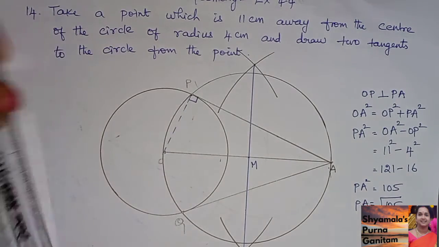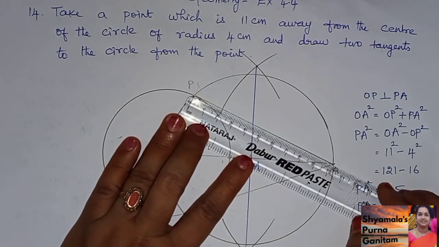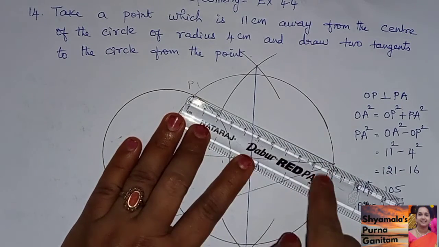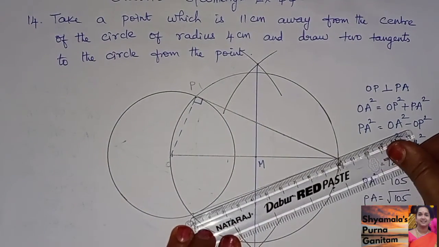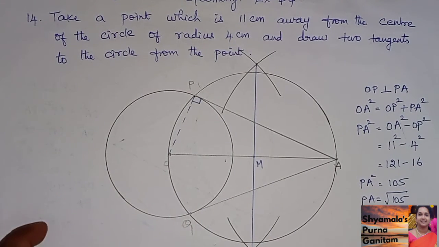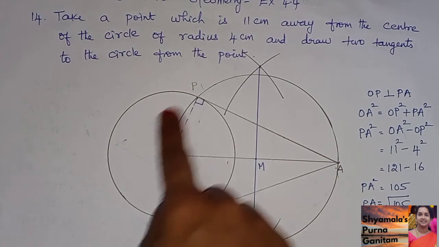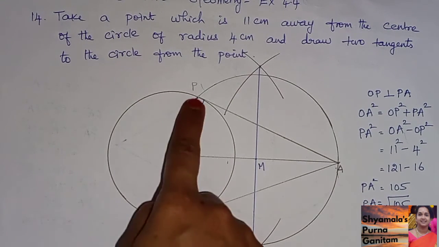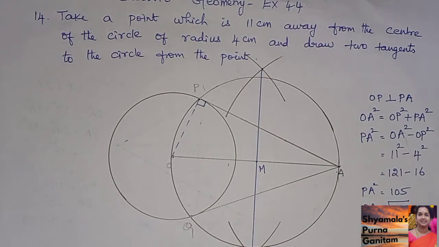We'll check that with the original figure. See, for PA I am getting approximately 10.2 centimeter. So we have verified it with the diagram. Whatever tangent length we got in the diagram, that same length we got in this verification also. So thus we have verified it.